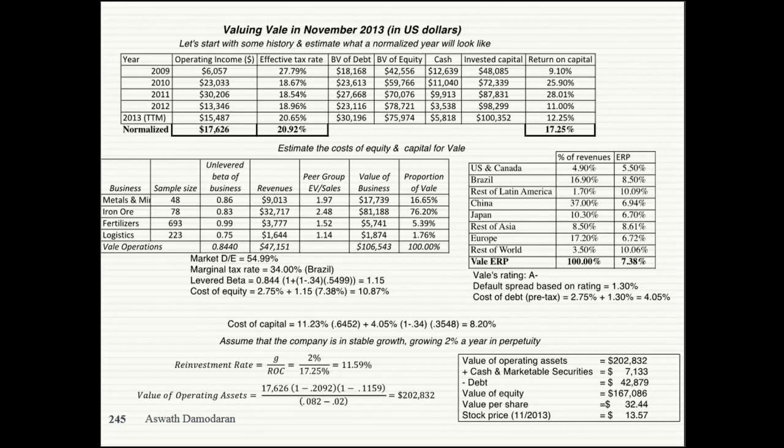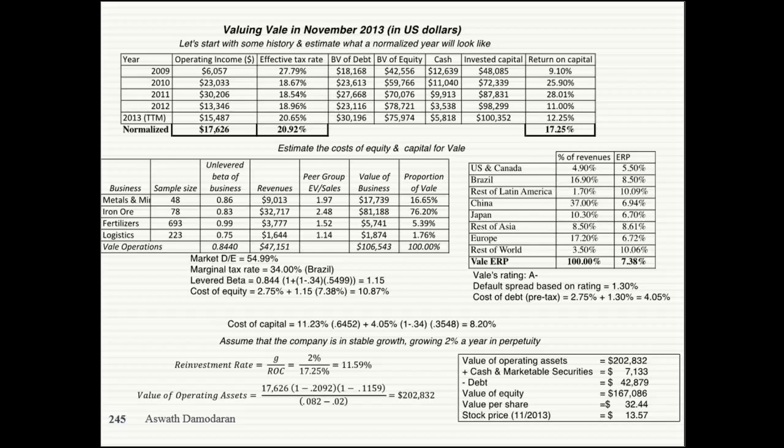17,626 is their normalized income. 11.59% is their reinvestment rate. I've left the tax rate at 20.92%. Cost of capital of 8.2%. They're already a stable growth firm, so I've essentially used the terminal value equation. The value that I get for the operating assets is about 203 billion.